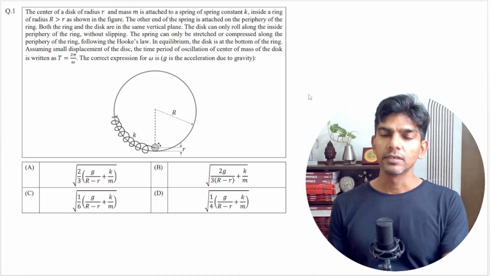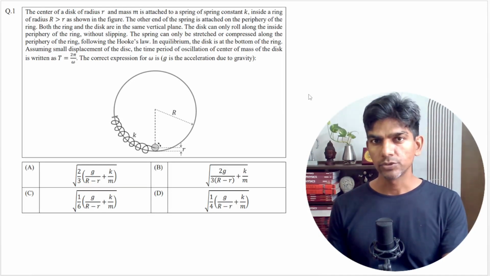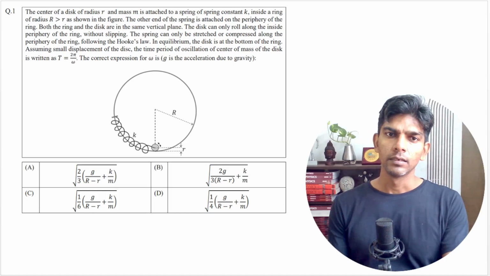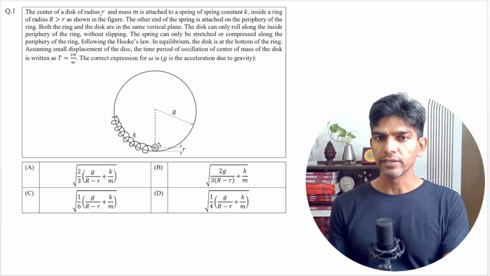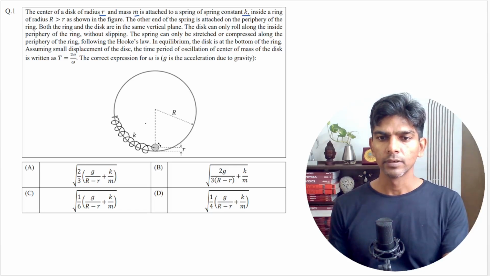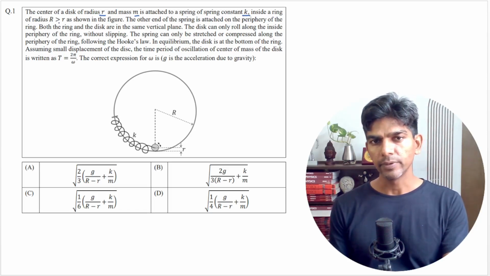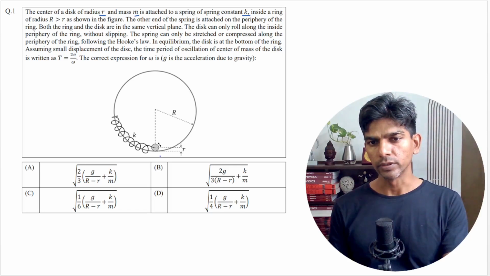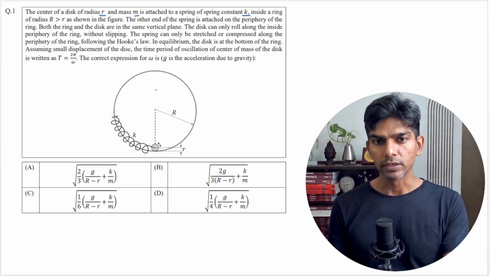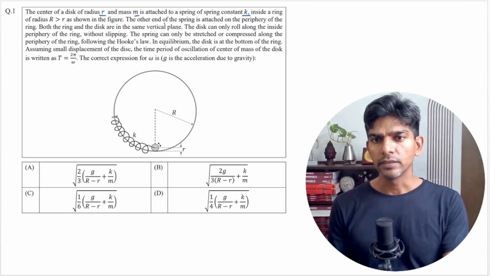Right, so this is question 1 of JEE Advanced 2025 paper 1. Let us first read the question. The center of the disk of radius small r and mass m is attached to a spring of spring constant k, and inside a ring of radius capital R, which is greater than small r, as shown in the figure. So there is a disk which is undergoing simple harmonic motion on the inner periphery of the ring. The other end of the spring is attached on the periphery of the ring.